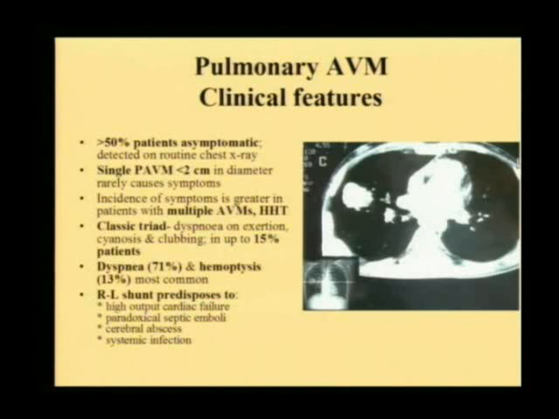Now, because of their inherent anatomy, they produce a right to left shunt, and this shunt causes a lot of problems. It produces high output cardiac failure. It can produce paradoxical embolization and cerebral abscess. So these neurological complications are the most common way a symptomatic pulmonary arteriovenous malformation presents. As many as 40 to 50% of these patients will develop some form of neurological complication.